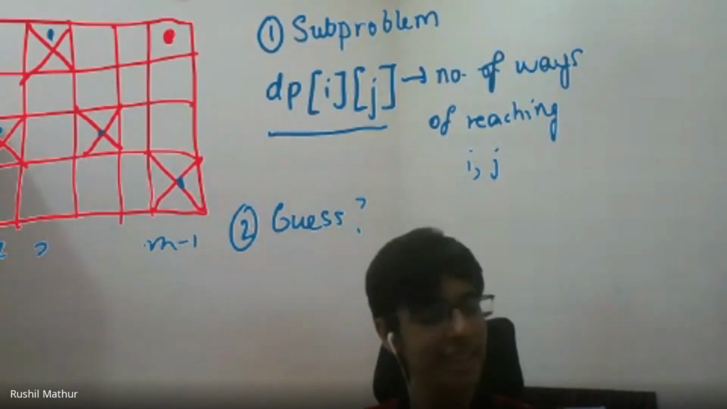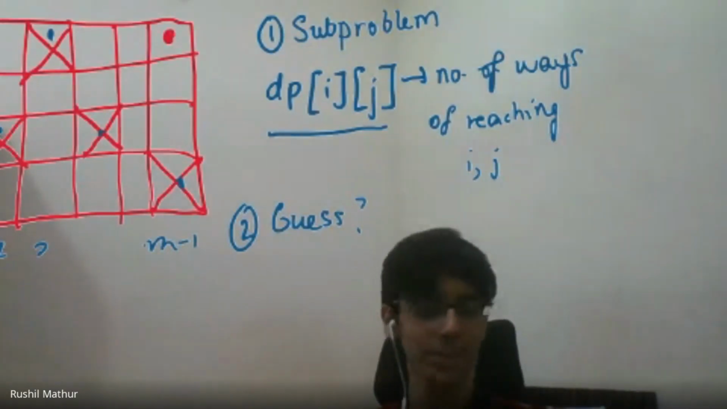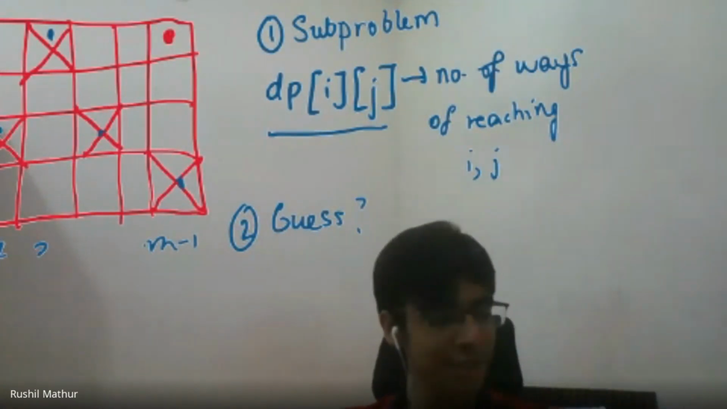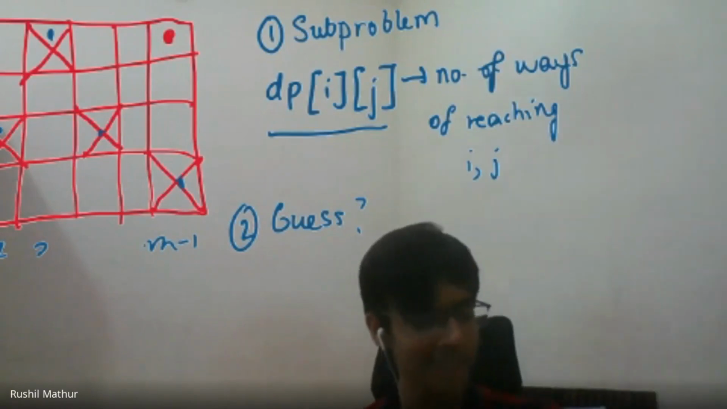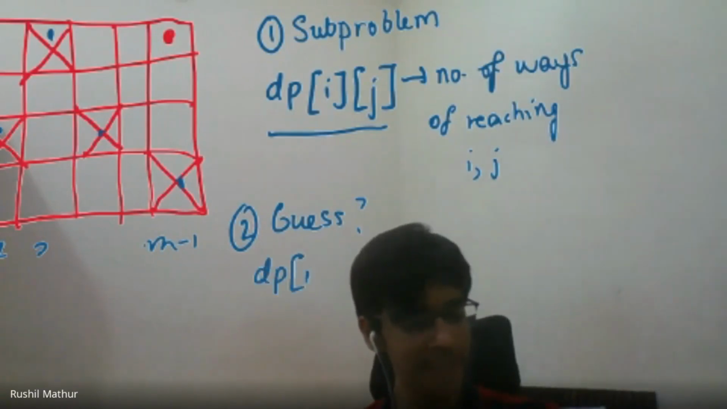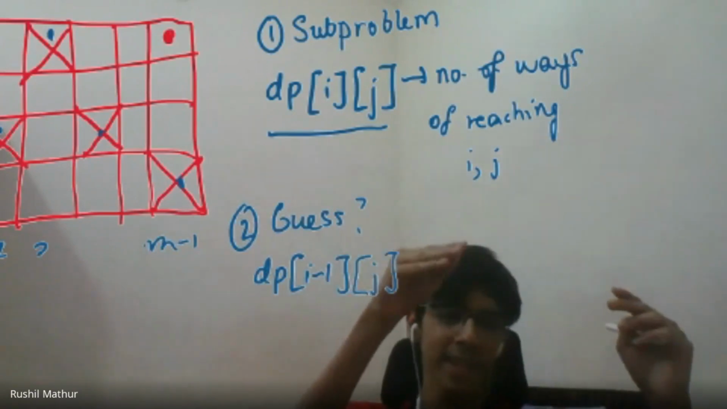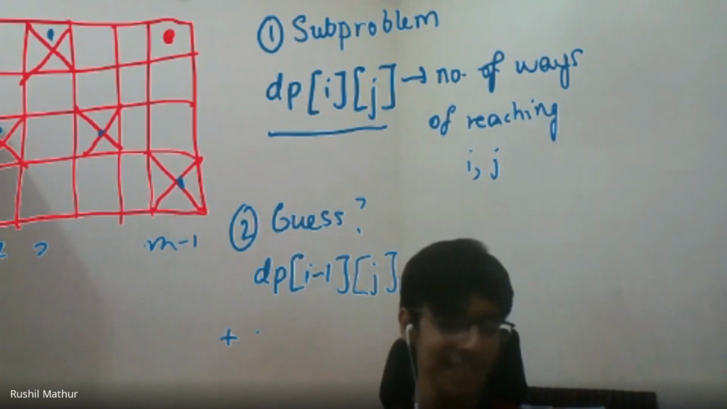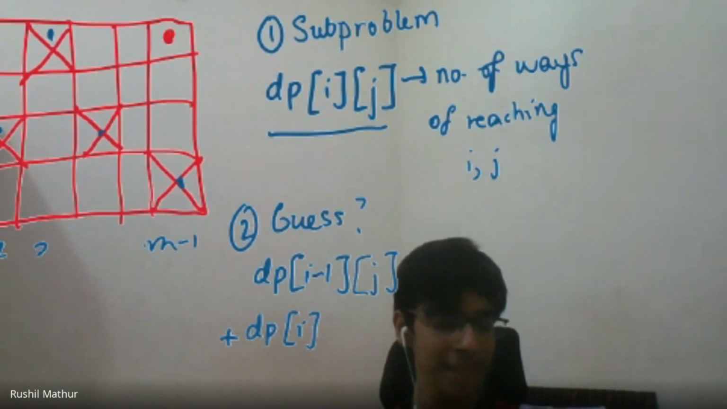Then if we reach that (i, j), we need to reach the final point, I guess. Then we have some recurrence. Yes, it's basically that you guess what your last move is. Have you come here from the left or have you come from above? If you have come from the left, then this is dp[i-1][j], whatever the left value was, and now you've come here. Or you could have come from below, in which case it is dp[i][j-1].